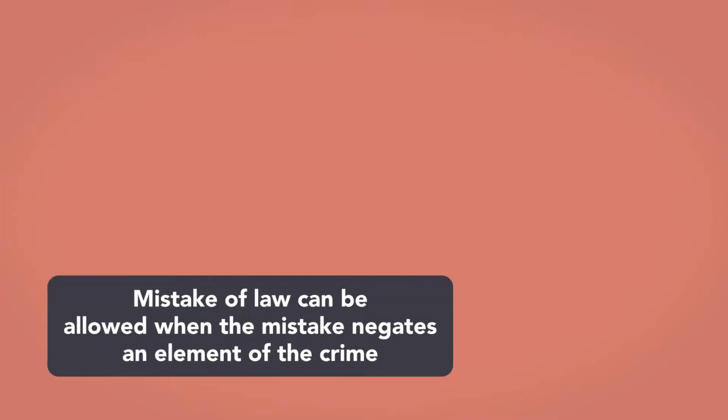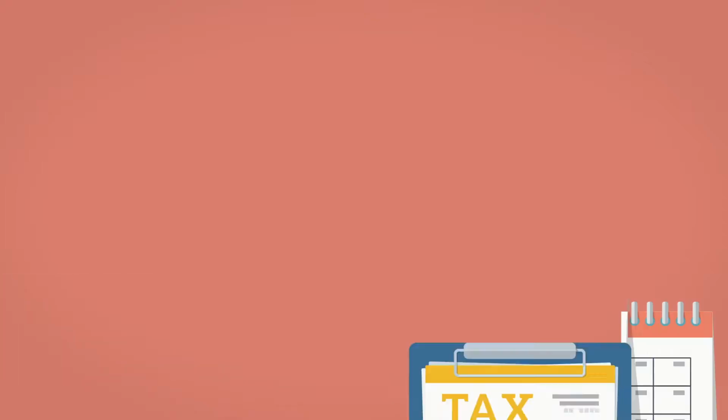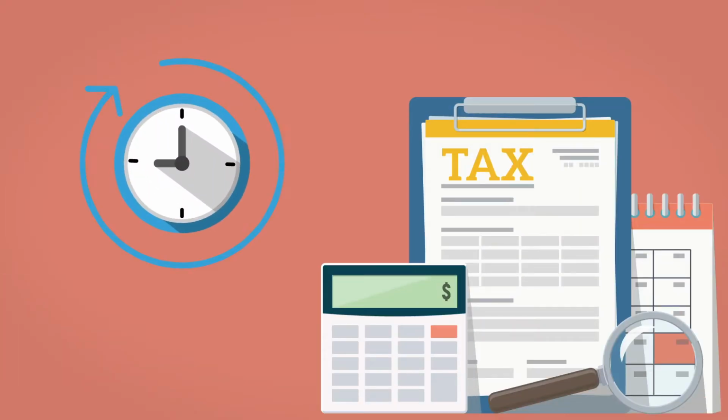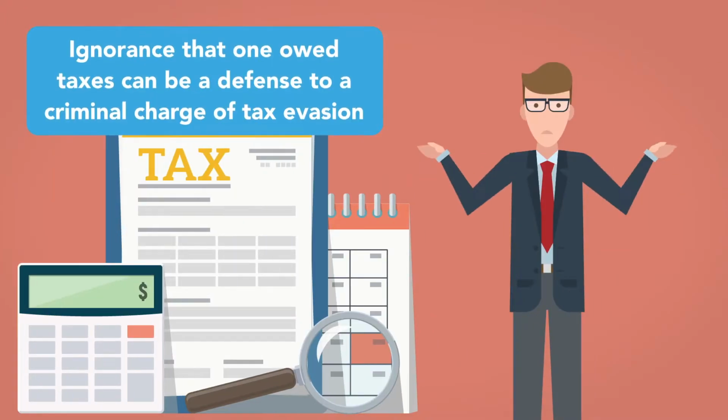Still, mistake of law as a defense can be allowed when the mistake negates an element of the crime. For example, knowledge that taxes are due is an element of the crime of tax evasion. So, ignorance that one owed taxes can be a defense to a criminal charge of tax evasion.